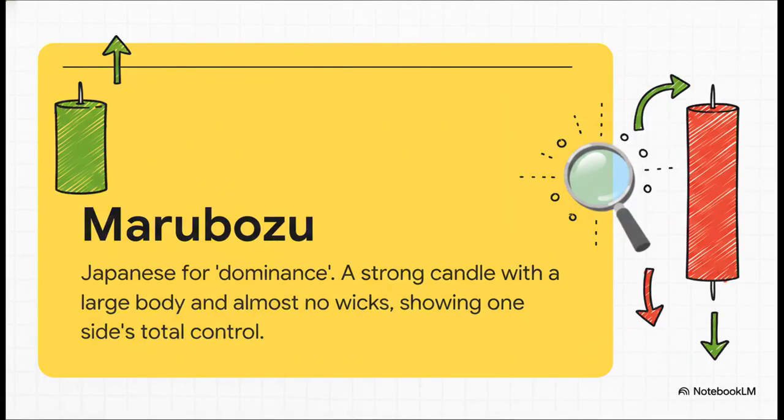All right, let's flip from total indecision to absolute conviction. This is a marubozu. Basically, it's a candle with a full body and no wicks at all. A green one means the buyers were in 100% control from the moment the market opened to the moment it closed. A red one means pure seller domination. This is a pattern that just screams strength.